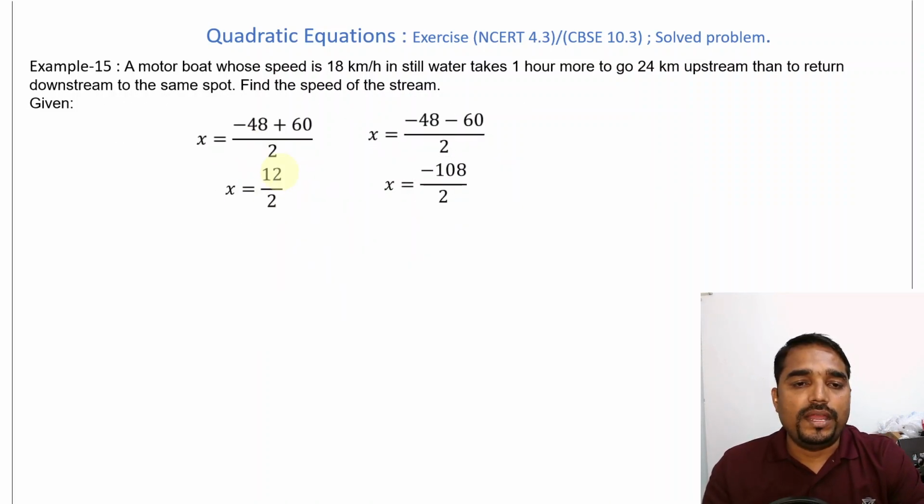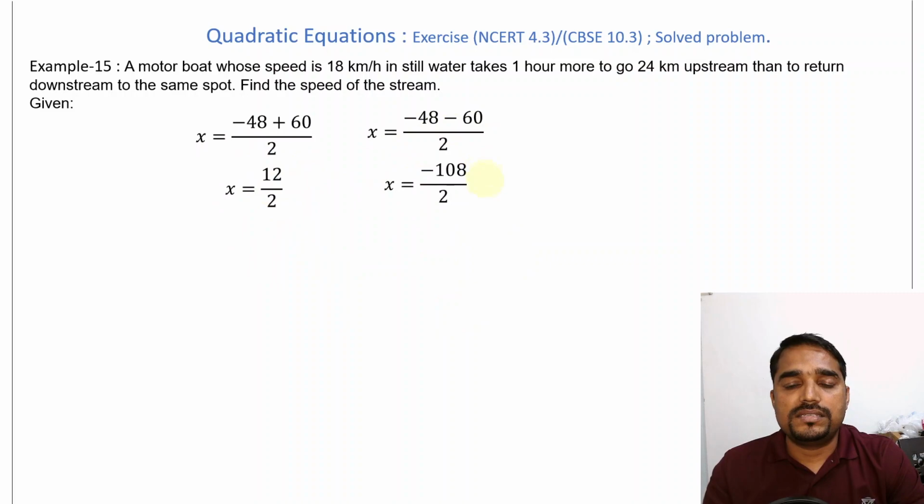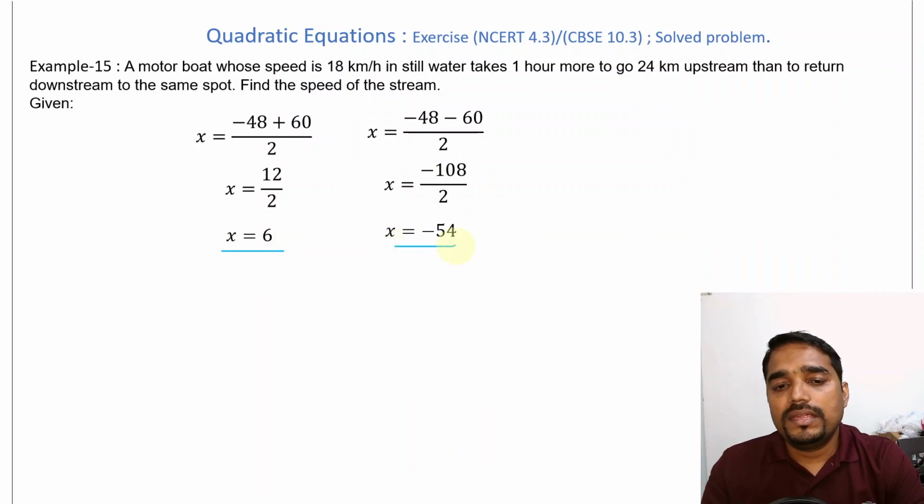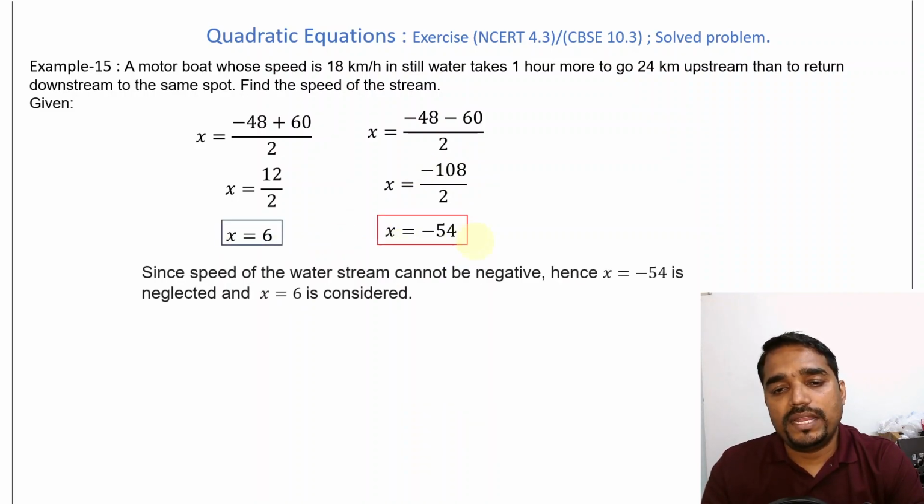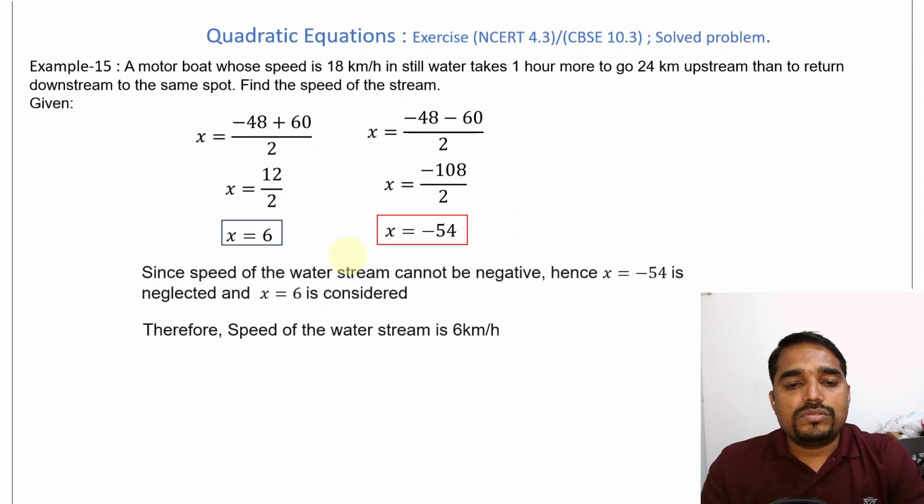So 60 − 48 is 12, and −48 − 60 is −108, whole divided by 2. That is, 2 ones are 2 and 2 sixes are 12; 2 ones are 2, 2 fifty-fours are 108. Therefore, x is equal to 6 or x is equal to −54. Since x is the speed of the water stream, it cannot be negative. Therefore, x = −54 cannot be considered, and x = 6 is what is to be considered. That is, the speed of the water stream is 6 kilometers per hour. Therefore, we have found the speed of the stream as 6 kilometers per hour.